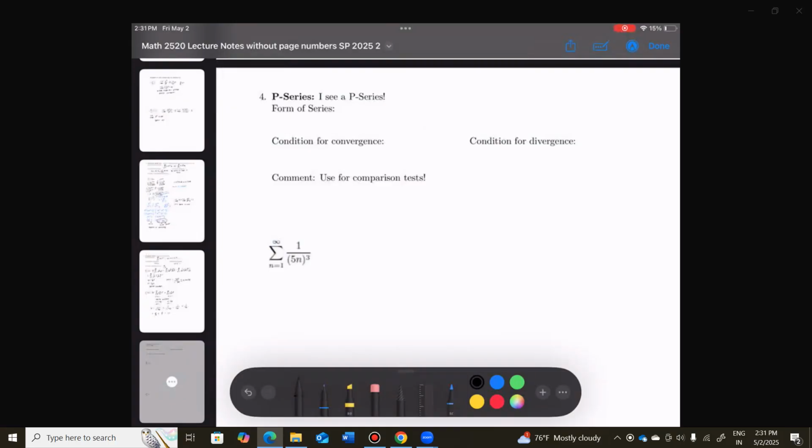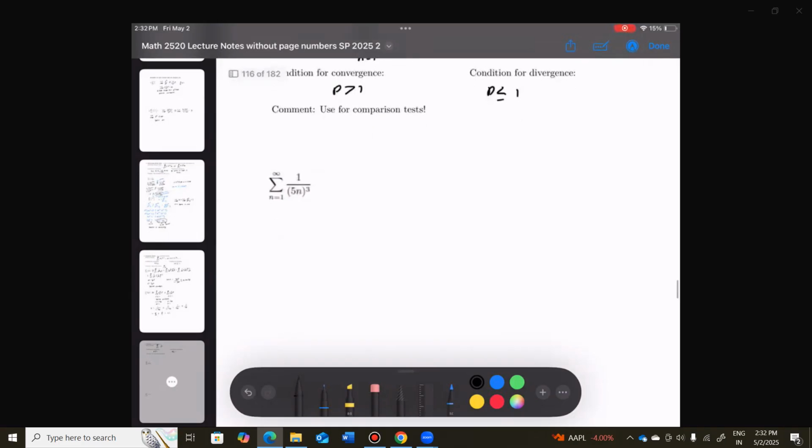Now don't confuse the geometric series with the p series. The p series has a different form, but I can see why it can be confusing. Summation n equals 1 to infinity of 1 over n to the p. So it still has an exponent, but that exponent is a number, and the n is actually not the exponent. So here p greater than 1, it's convergence. P less than or equal to 1, it's divergent. We use this a lot for comparison tests.